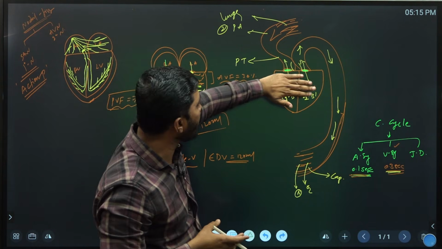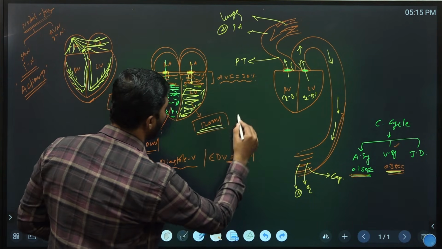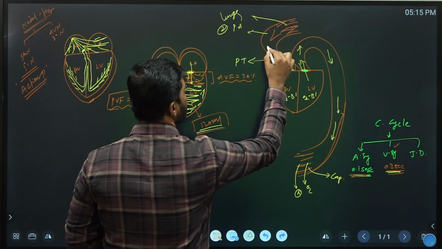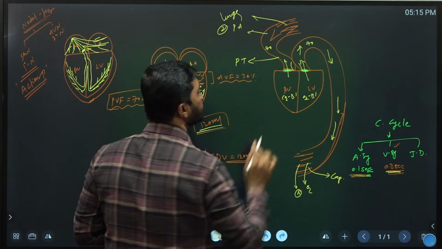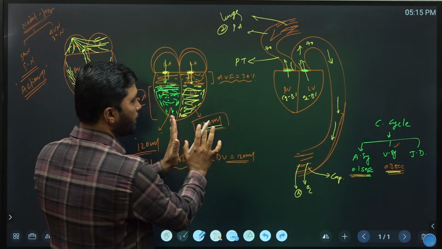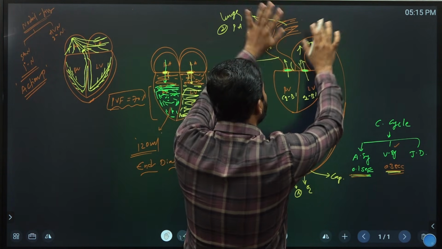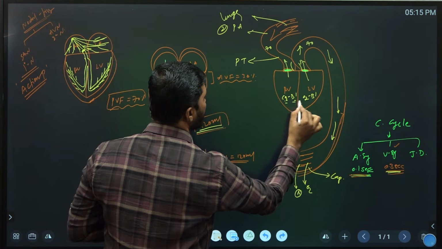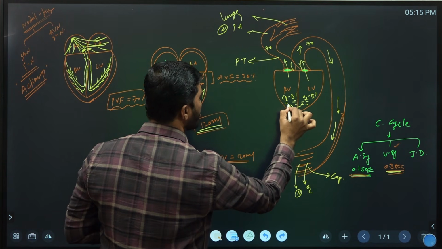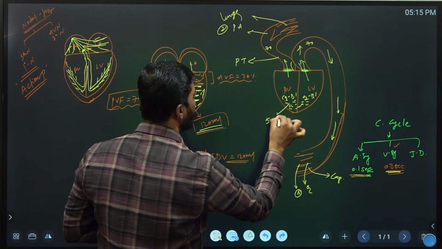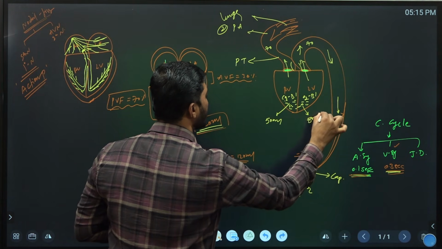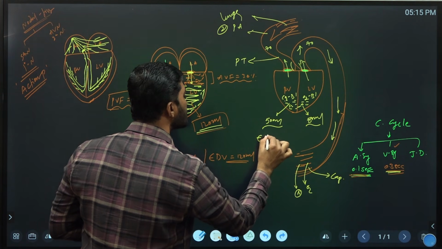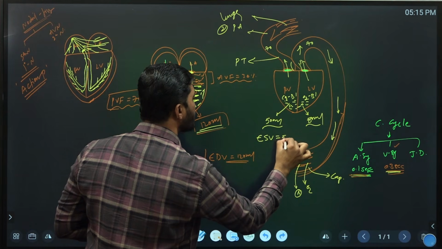So out of 120 ml of blood, each ventricle pumps 70 ml of blood. So out of 120, 70 ml of blood moves from the ventricles. The remaining 50 ml of blood always remains in the ventricles. This is called end systole volume. End systole volume is equal to 50 ml.